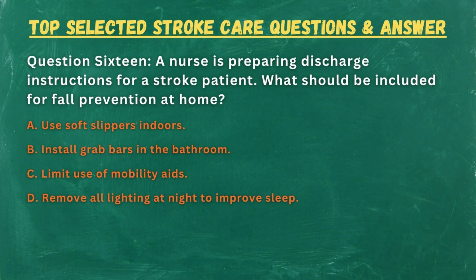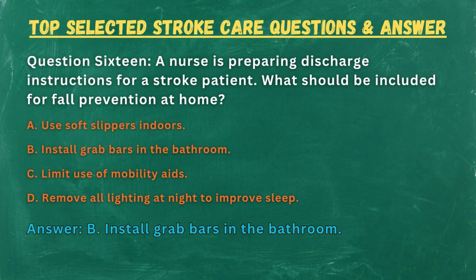Question 16. A nurse is preparing discharge instructions for a stroke patient. What should be included for fall prevention at home? A. Use soft slippers indoors. B. Install grab bars in the bathroom. C. Limit use of mobility aids. D. Remove all lighting at night to improve sleep. Answer: B. Install grab bars in the bathroom.